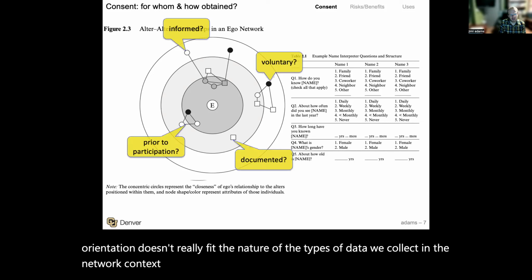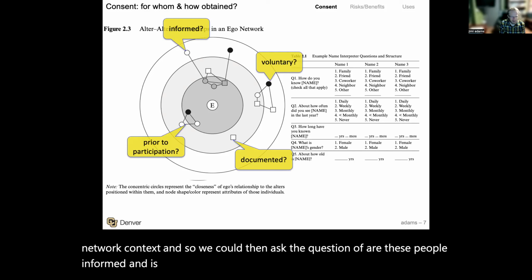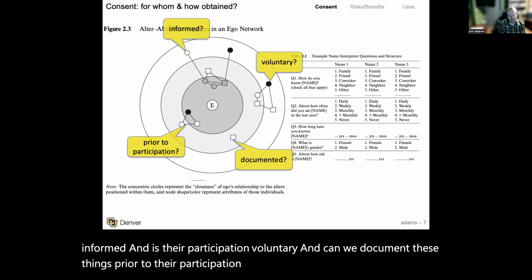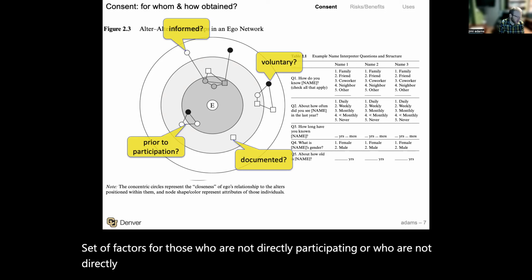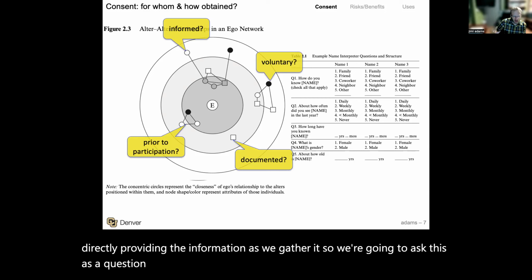And so we could then ask the question of, are these people informed, and is their participation voluntary, and can we document these things prior to their participation in the study? It becomes a complicated set of factors for those who are not directly participating or who are not directly providing the information as we gather it. So we're going to ask this as a question of, where does consent need to come from?